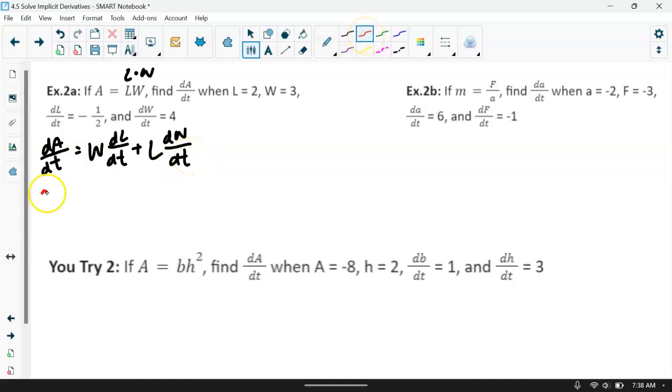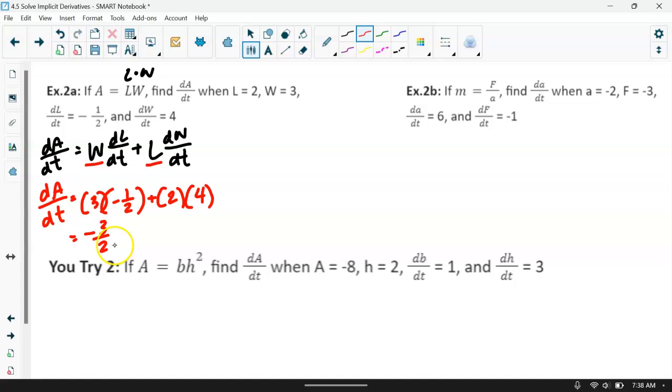Now we simplify here. We're looking for the derivative of A. So W, which is 3, times the derivative of length, -1/2. Then plus the length here, which is 2, times the derivative of the width, which is 4. So here I've got -3/2 plus 8. Now to simplify, that's the same as -3/2 plus 16/2, because that's 8. So the derivative of the area with respect to time is changing by 13/2.